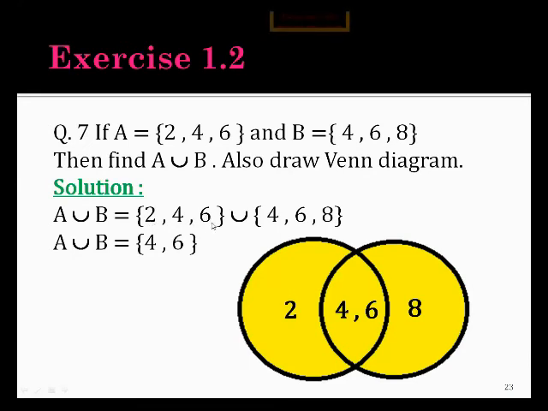As you see, students, 4 and 6 are common in both sets, but the answer of the union is 2, 4, 6 and 8. This is the wrong answer. We have the answer which is 2, 4, 6 and 8 is the union between these two sets.